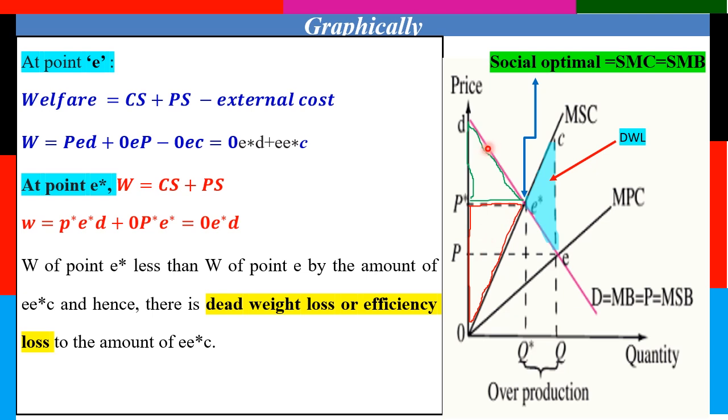At this point we have only this area and this area, but at point E we add this triangle. Therefore, the welfare at point E star is less than the welfare at point E by the amount of E star C, by this triangle. Hence there is a deadweight loss or efficiency loss. This triangle is known as deadweight loss, or simply efficiency loss. Due to the overproduction, deadweight loss happens, or there is marginal damage. This damage is covered by the society as an additional cost.